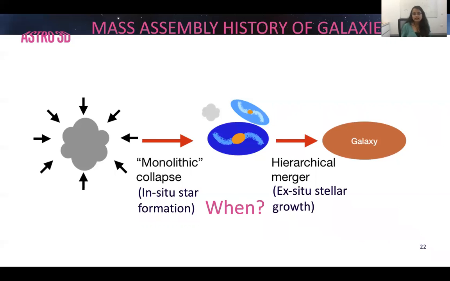I'm not saying that the galaxy in this process is not accreting gas. It's just that most of the things that are coming in are gas clouds, and most of the stars the galaxy is going to have are going to come from in situ star formation.